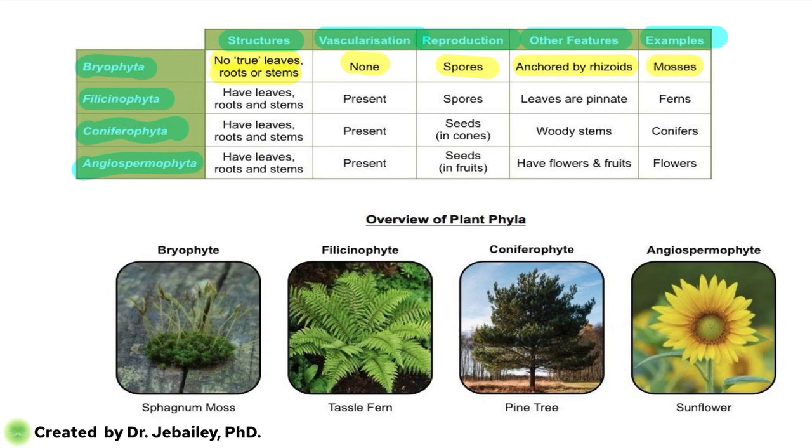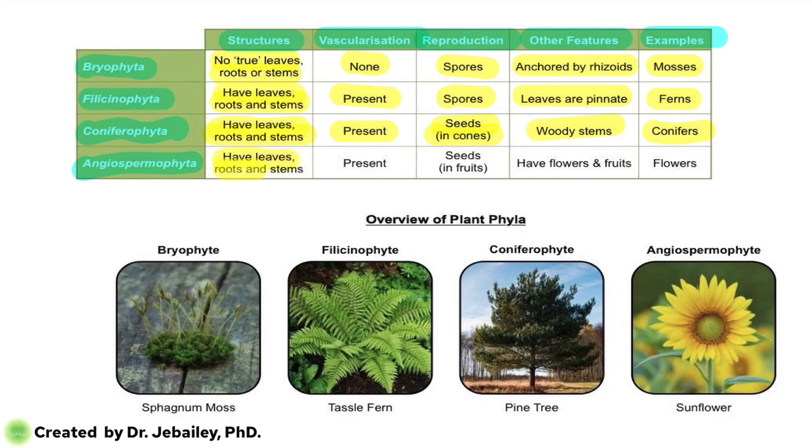The pteridophytes, they do have leaves, roots, and stems. They do have vascularization. That means they have the xylem and the phloem. They do have spores. The leaves are pinnate and they're ferns. Conifers, they have leaves and roots and stems. They have the xylem and the phloem. That means they have vascularization. In this case, they have seeds. Okay, but these are naked seeds. They have wood stems and cones.